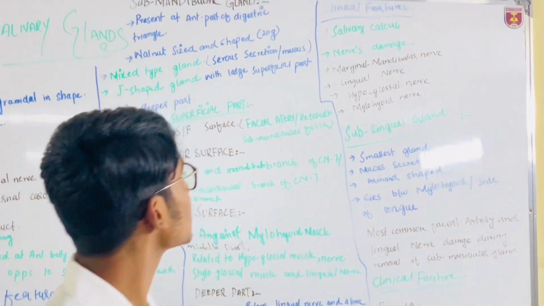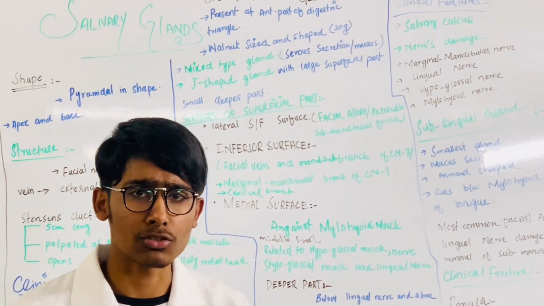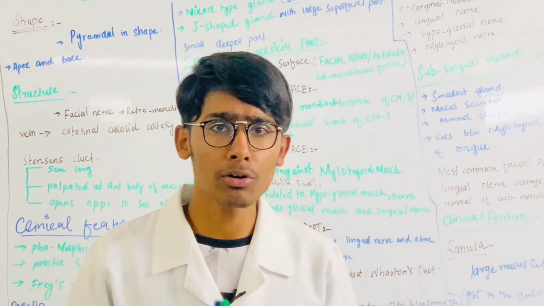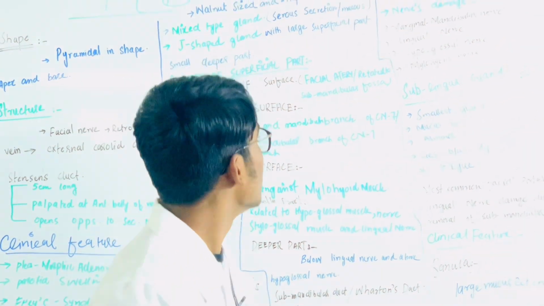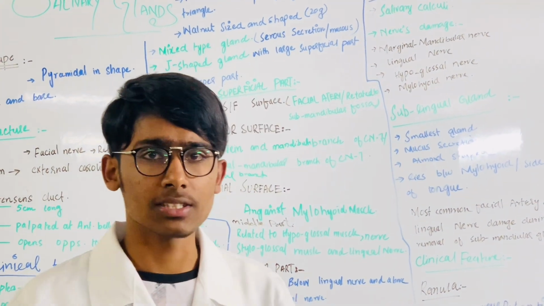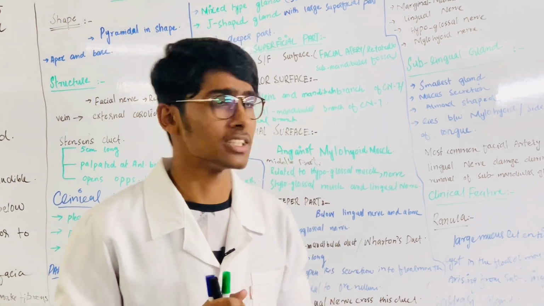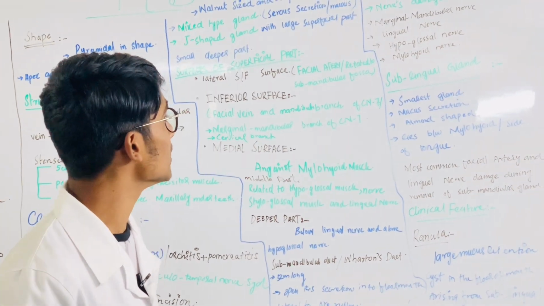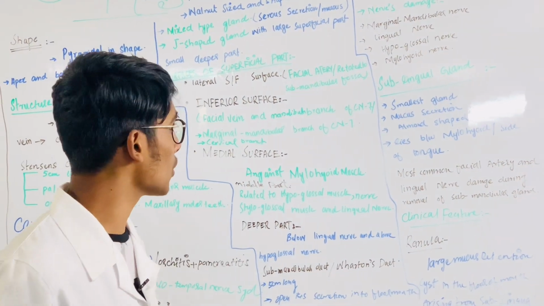Let's discuss its clinical features. The clinical feature is salivary calculi. Calculi means stone formation. Eighty percent of stone formation in salivary glands is found in the submandibular gland. And in order to remove these stones from the salivary glands, we do an incision. Four nerves can be damaged during this surgery. These are the marginal mandibular nerve, lingual nerve, hypoglossal nerve, and mylohyoid nerve.